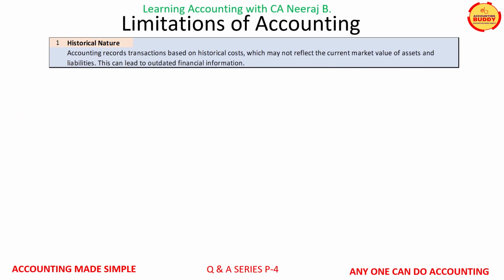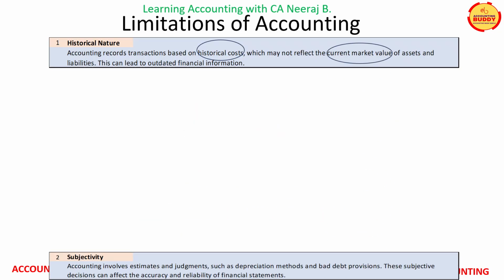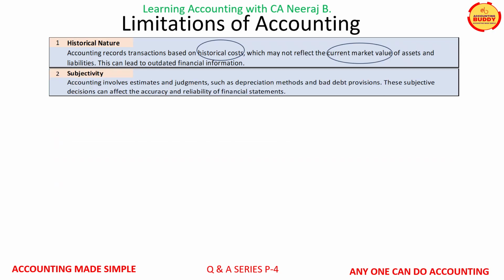Let us now learn limitations of accounting. First, historical nature. One of the limitations of accounting is that it does not consider current market value while preparing the financial statements. Second, subjectivity. Some estimates are made to ascertain the profit or loss of the business. Asset depreciation, bad debt provision, stock provision are few examples where the judgments are used to pass business financial transactions.